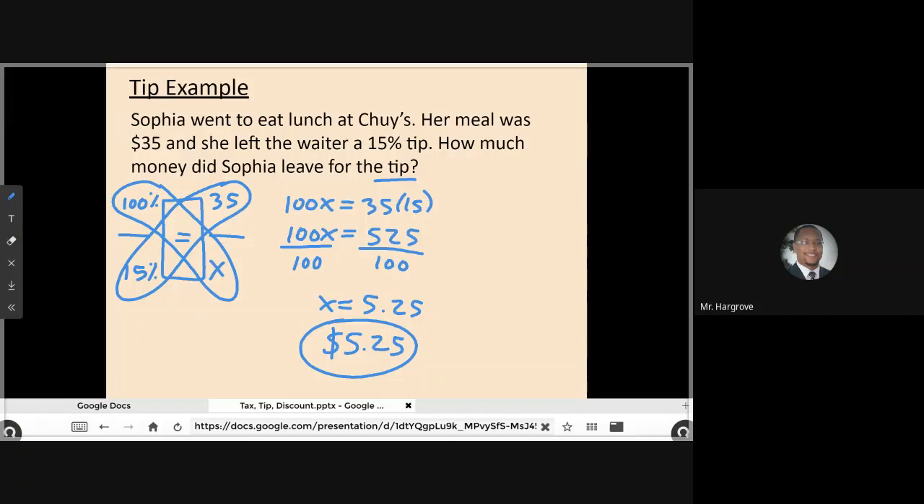Now, if this question said, what is the total cost of Sophia's meal after tip was added, then I would take that $5.25 and add it to the 35, but the question doesn't ask that. It just says, how much did she leave for tip? Always go back and read the question to make sure that you've answered the question properly.